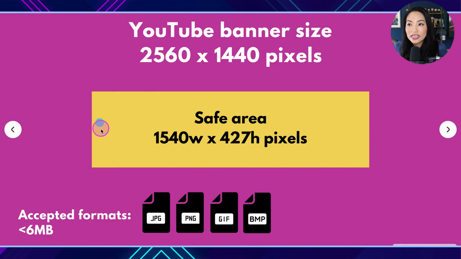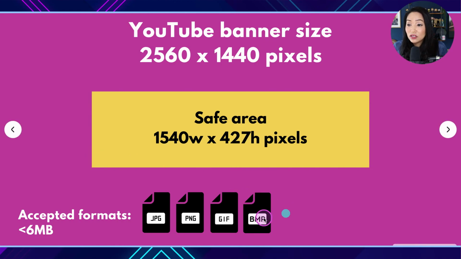But as you can see, I've got this yellow section here. This is the safe area. This is the boundary, and this is the area technically that you need to design within. This area will show on all devices, whether it's mobile, desktop, and obviously television, because you'll see it all. So if you want to put any messages and make sure that people can see them across all of your devices, this is where you want to design within.